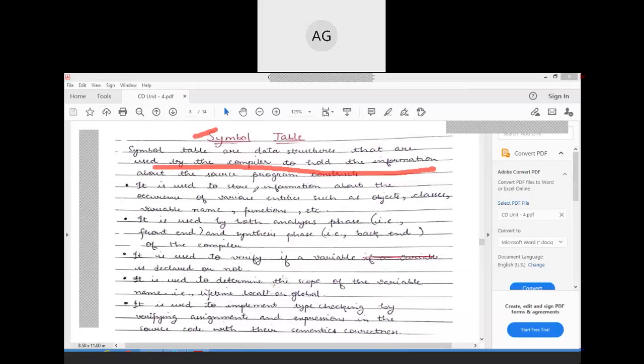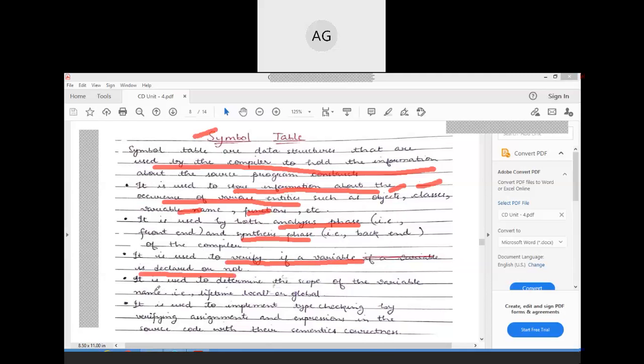It is used to store information about the occurrence of various entries such as the objects, the classes, the variable names, functions, etc. So it is used by both the analysis phase, that is the front end of the compiler, and the synthesis phase, which is also known as the back end of the compiler, because it is connected with all the six phases of the compiler, whether in the analysis phase or in the synthesis phase. It is used to verify if a variable is declared or not.